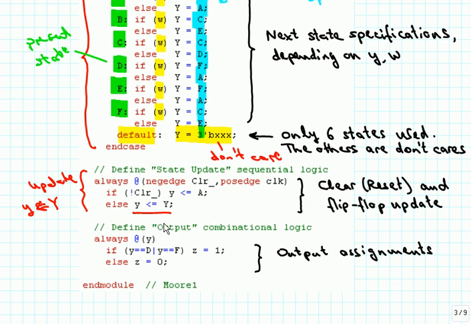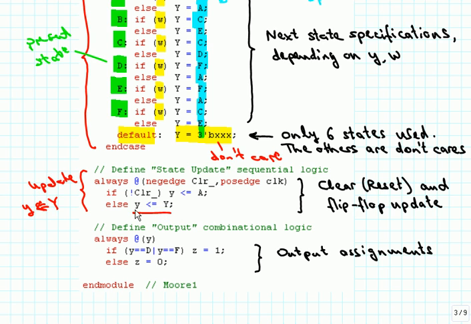And at this point, we're also providing the reset capability. So we have a sensitivity list here that includes the neg edge of clear and the pos edge of clock. And so if the clear is asserted, meaning if clear is low, then we set the present state to A, which is the start state.